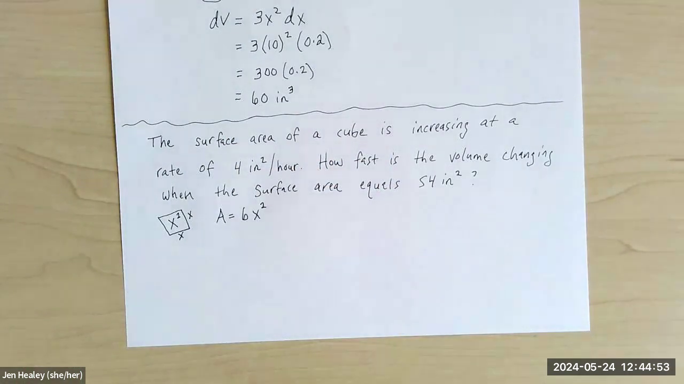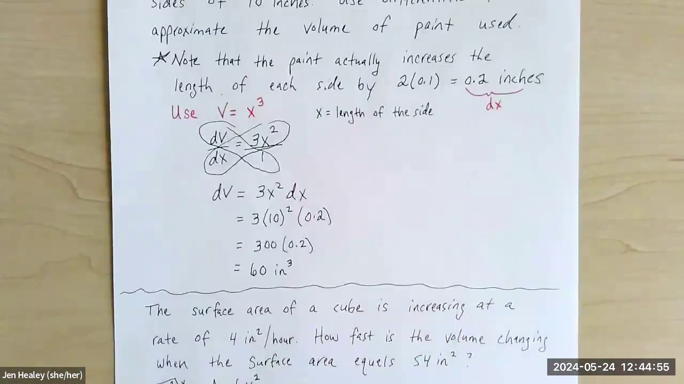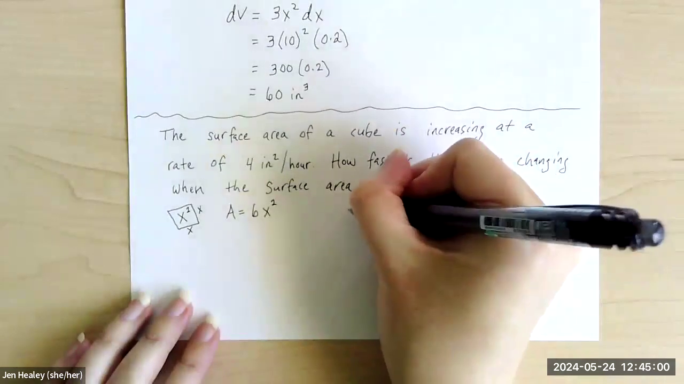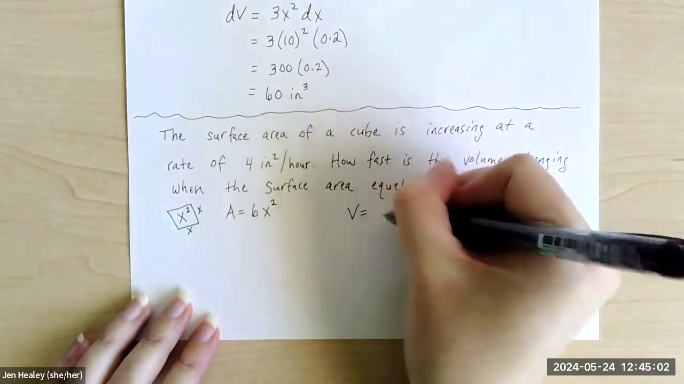Volume on a cube, we just did in the last problem. Volume is equal to x cubed. That one's not hard. Side times side times side.